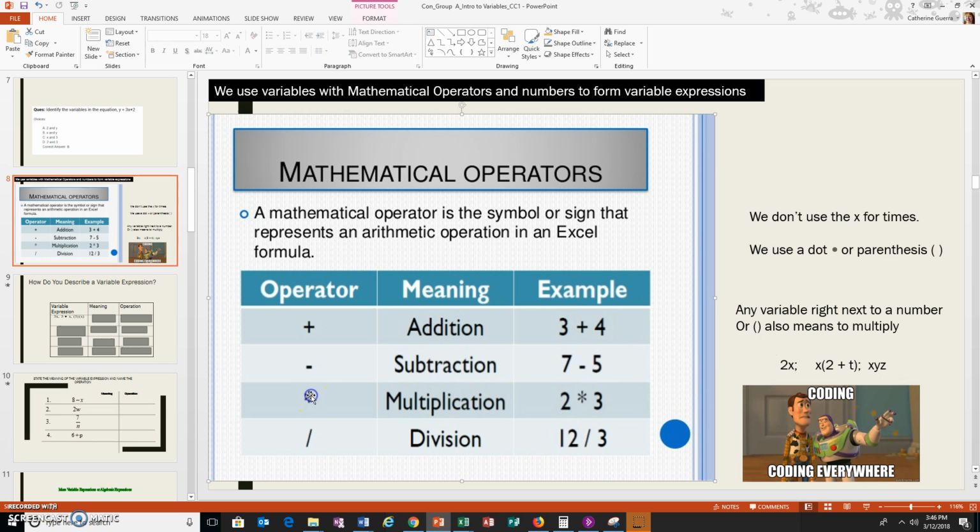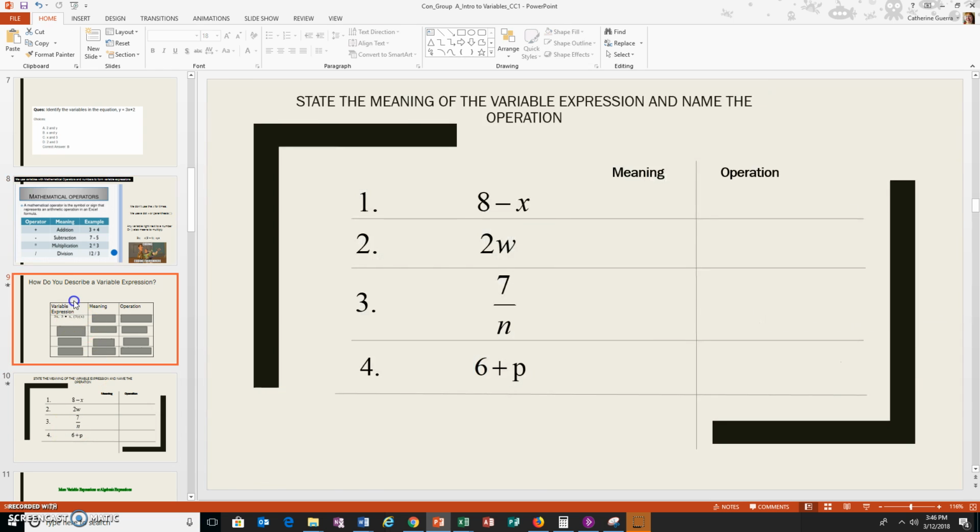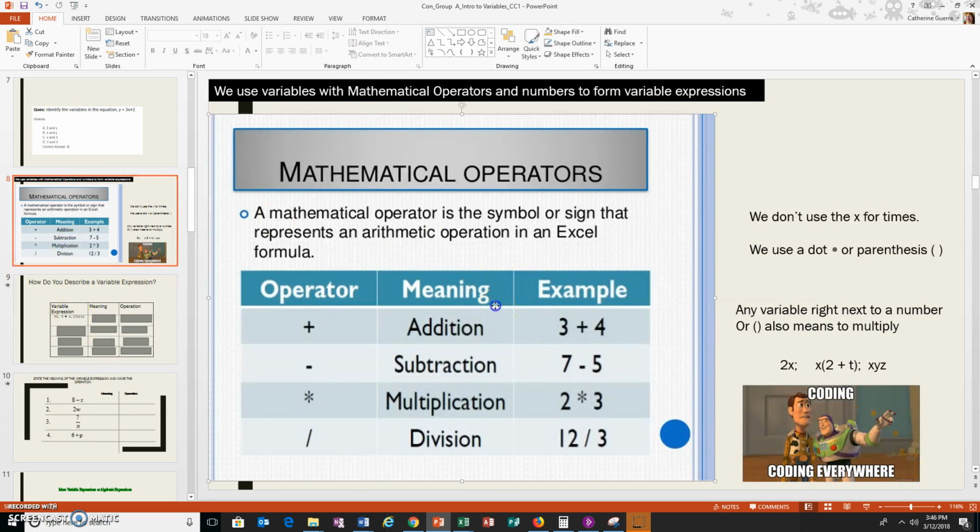We also use this symbol for multiplication, which is on our keyboard, but it's all a matter of coding, decoding. And our division is also used as this backslash. Okay, so our operators, we have addition, subtraction, multiplication, and division. That's the meaning of that.